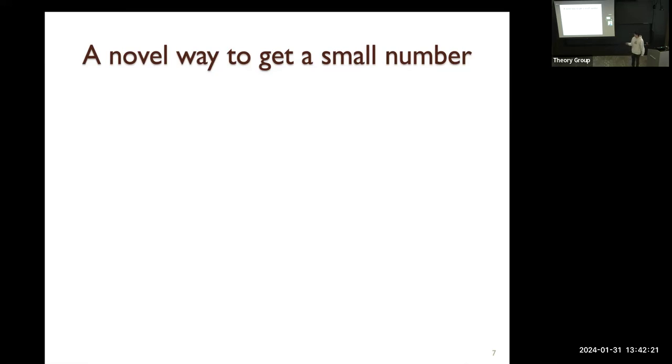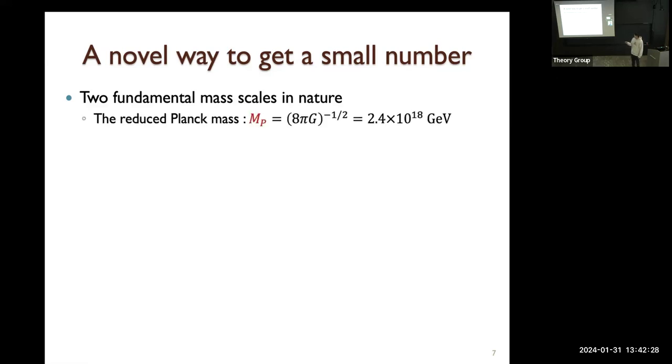How? We can think about this first. We have two fundamental mass scales in nature. First is the reduced Planck mass, or just the Planck mass, which is Newtonian constant to the minus 1/2. In terms of number, this is 2.4 times 10 to the 18 GeV. And we also have the electroweak scale, which is G Fermi to the minus 1/2, and the number is around 200 GeV. So these are two fundamental scales in phenomenology.